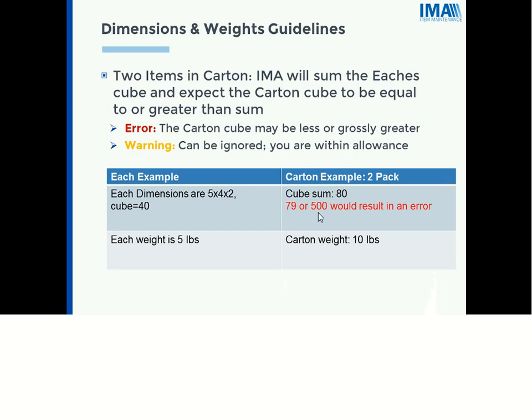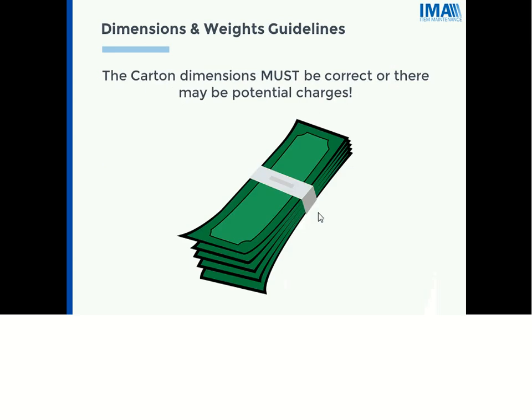And then your each weight, if the weight of that individual unit was 5 pounds and there's the 2-pack, then the carton weight would be 10 pounds. It's really, really important that the carton dimensions are correct, because that lets us know how much space it's going to take up on the truck. So if the carton dimensions are not correct, there could be potential charges.